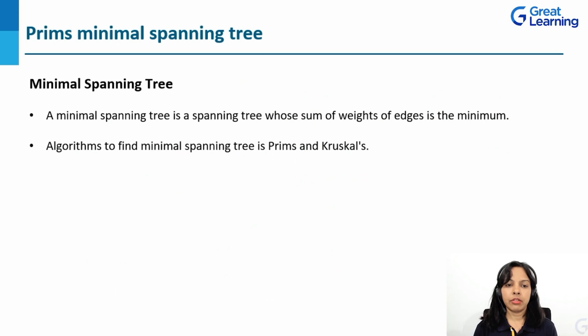Now what is a minimal spanning tree? The spanning tree which has the least total sum of weights of the edges is your minimal spanning tree. To find out a minimal spanning tree, there are two algorithms, two approaches. One is Prim's minimal spanning tree, another is Kruskal's minimal spanning tree. These are the names of the two scientists who gave these approaches, and the names of these two algorithms are behind their names themselves. That is, Prim's and Kruskal's.